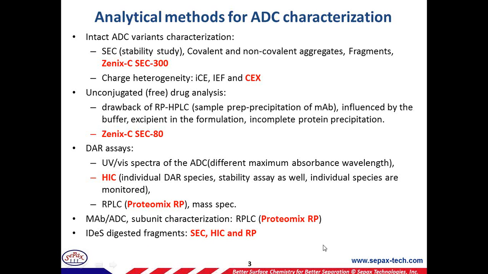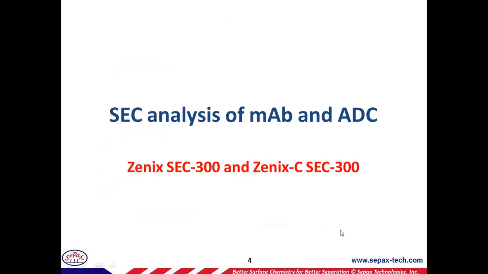So first, let's go into the SEC analysis of the mAb and the ADCs. A lot of people will naturally take the column's working format and use that for the ADC analysis as well. So let's take a look at the difference between the mAb and the ADCs using the traditional SEC. And we also have our modified surface, the C-line, specifically for ADC analysis.